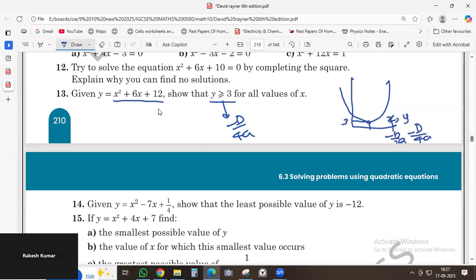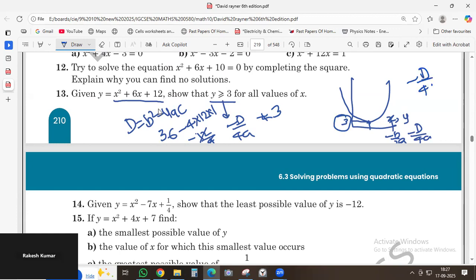This is a shortcut. So what is d? D was b square minus 4ac. So let us find b square minus 4ac. It is 36 minus 4 into 12 into 1, so this is minus 12. Minus of minus 12 is plus 3. See, this coordinate is coming out to be 3 because minus d over 4a is minus of minus 12 over 4 into 1, which is 3.